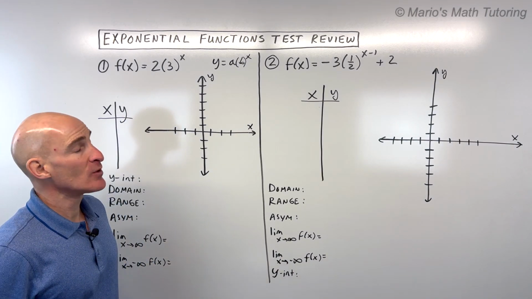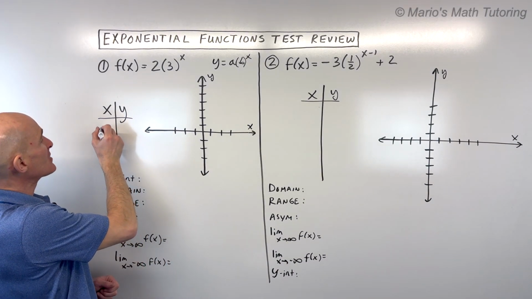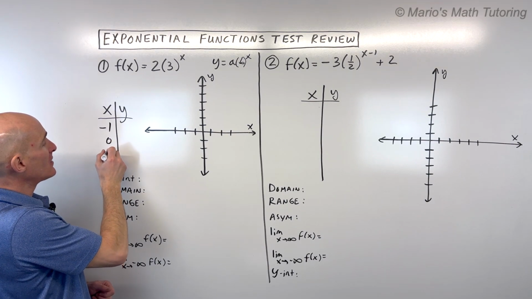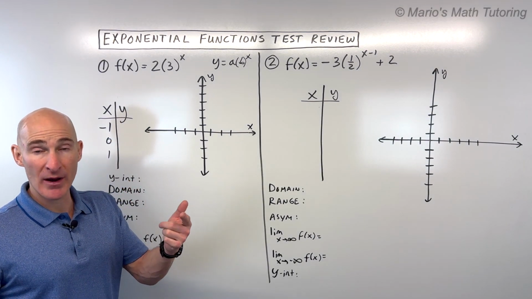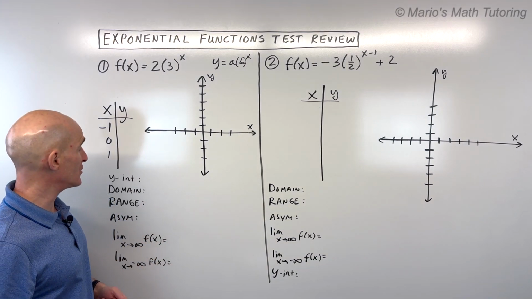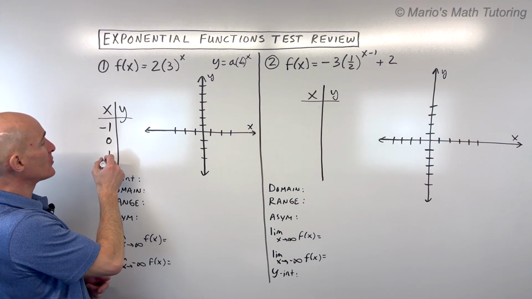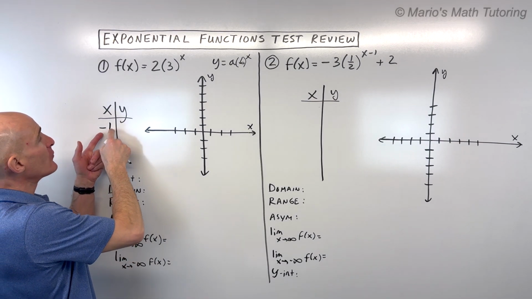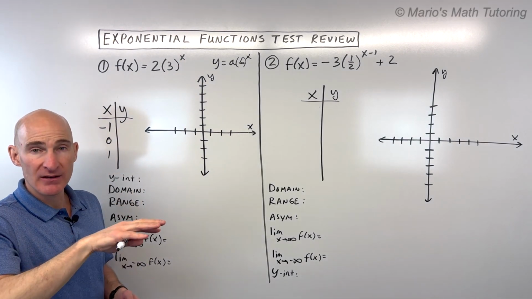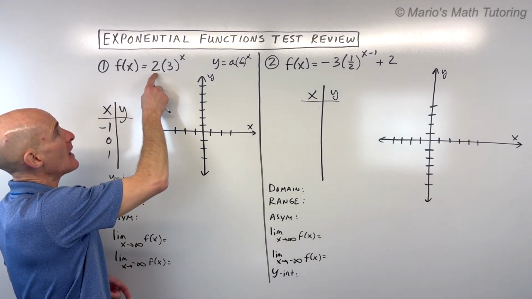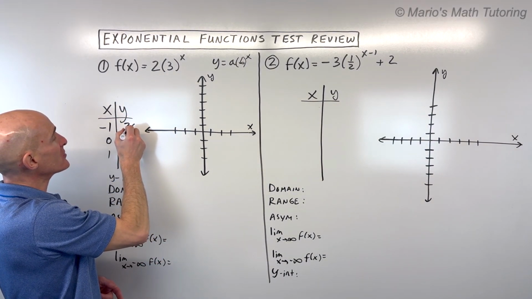Let's make a table. Let's see what this graph looks like. You might want to just pick some easy numbers like -1, 0, and 1. Some teachers will have you do 5 numbers, so you might want to do -2, -1, 0, 1, and 2. But a couple negative, 0, and a couple positive are usually pretty good. If we put -1 in, 3 to the -1 is 1/3, because remember that negative, you take the reciprocal, and then times 2 is going to give us 2/3.